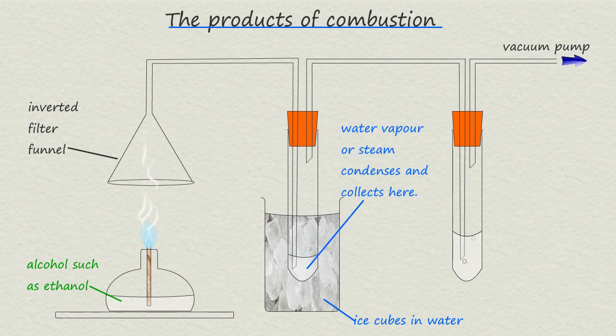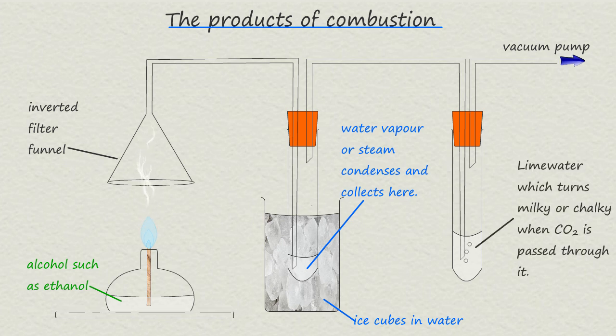Now, this will cause any water vapour produced by the burning alcohol to condense and collect as a liquid in the test tube. This liquid can then be tested with blue cobalt chloride paper, which will turn pink if the liquid in the test tube is indeed water. And finally, the last test tube contains lime water, which will turn cloudy or milky if carbon dioxide gas is bubbled or passed through it.